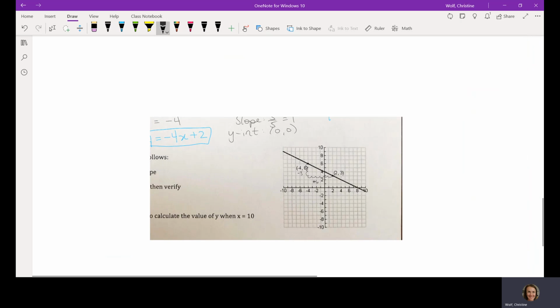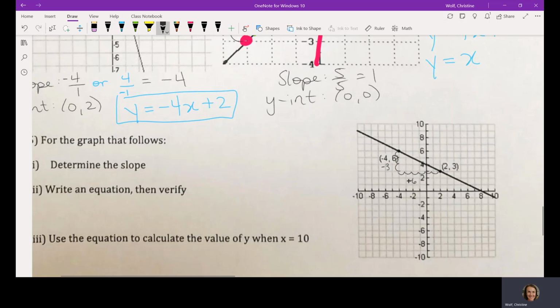All right, so now I'm going to go back here. If I'm determining the slope, it's rise over run. So my rise was -3, my run was 6, and that reduces to -1/2. It makes sense that my slope is negative because it's a downward slope. All right, then it says write an equation and then verify that equation.